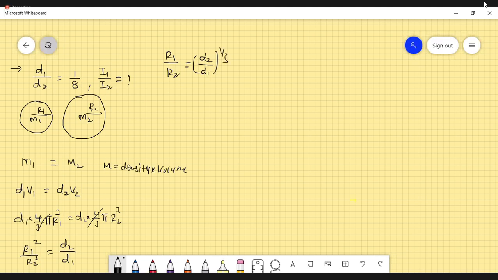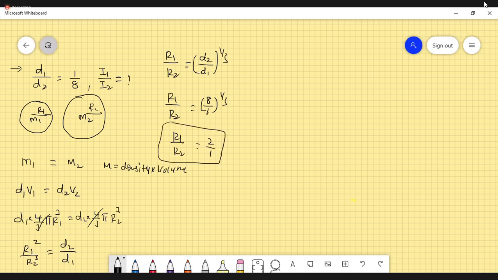d1 by d2 we know is 1 by 8. Therefore, d2 by d1 will be 8 by 1 whole power 1 by 3. Finally, what will you get? r1 by r2 equals 2 by 1, no? Yes, sir.